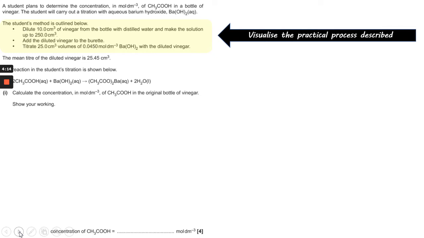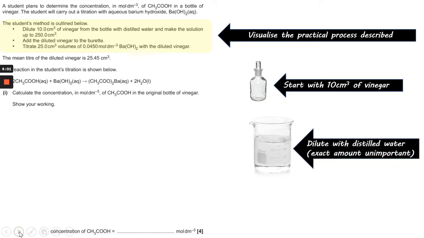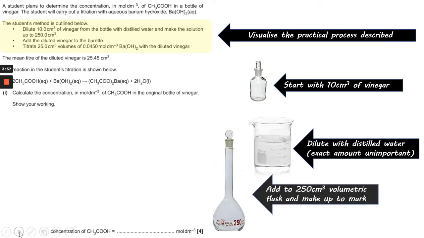In order to work out what's going on, it's a good idea to try and visualize what's going on. So you start with 10 centimeters cubed in a small bottle of the vinegar, and then that gets added some distilled water, and then that's made up to 250 centimeters cubed. So we've got to this part here. We've done that first sentence.